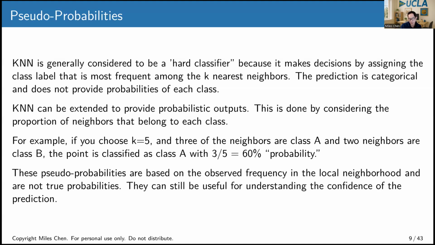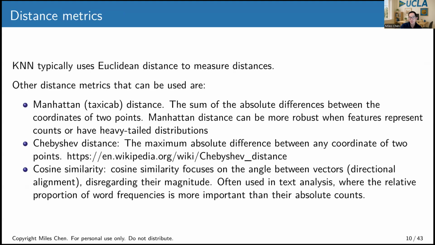So if it is kind of split, like 3 out of 5, then we'll say, well, it wouldn't be as surprising if it turned out to be class B. Okay. Whereas if you're in a region where all 5 are class A, it's 5 out of 5 class A, then it would be a lot more surprising if it turned out that the test case was class B. Okay.